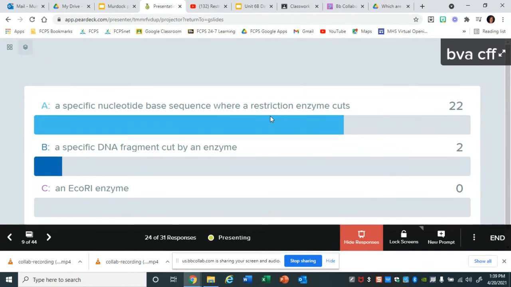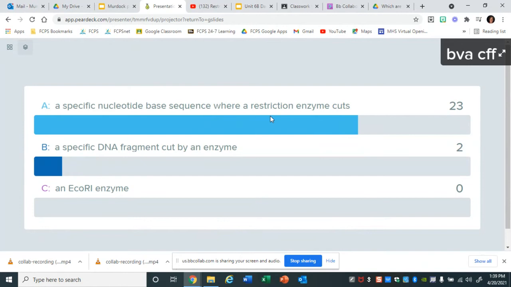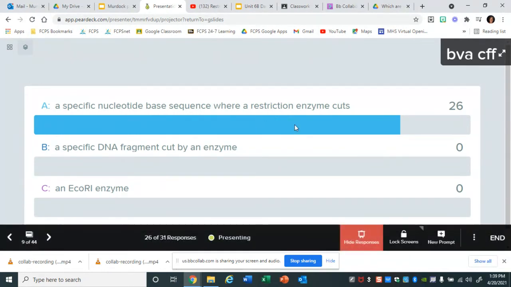The fragments created by the cuts are not the same as the actual base sequence where the cut is made, right? So there's the restriction enzyme that makes the cut. There's the place on the DNA where the cut is made that's called the restriction site. And then there's the number of fragments created as a result of those scissors being applied to the DNA.